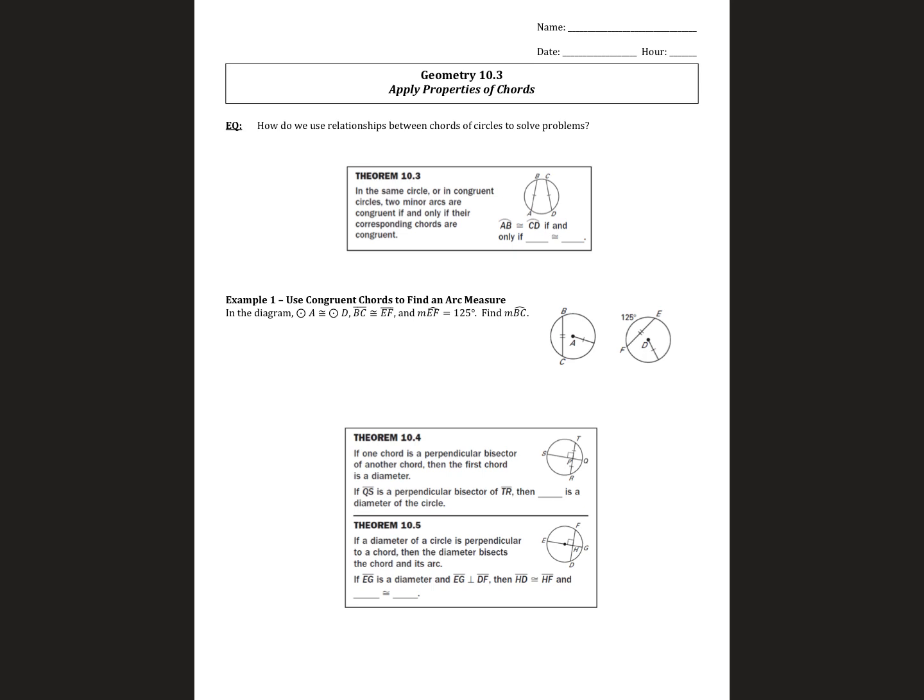We're continuing with Chapter 10. This is 10.3. Chapter 10 is all about circles. We're talking about chords today, and chords are basically a line segment on a circle with the endpoints on the circle. So yeah, let's get into this here.